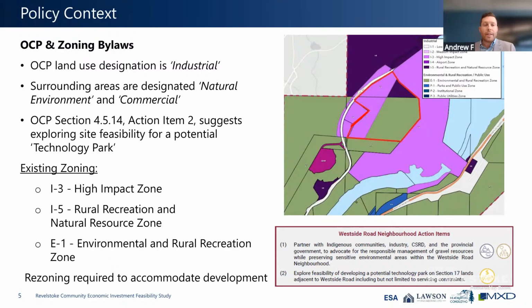And then you could see the existing zoning being there's three various zonings in terms of I3, the high impact zone, a small portion of it. It's primarily I5 rural recreation, natural resource, and E1 environmental and rural recreation zones. So a rezoning, of course, would be required to accommodate certain types of development if the city were to proceed forward in terms of the acquisition of the Crown property.